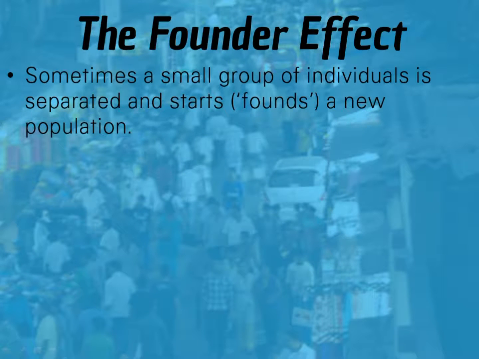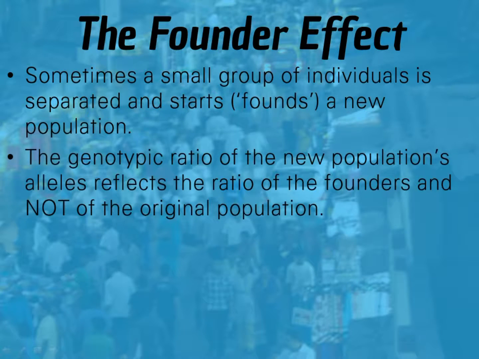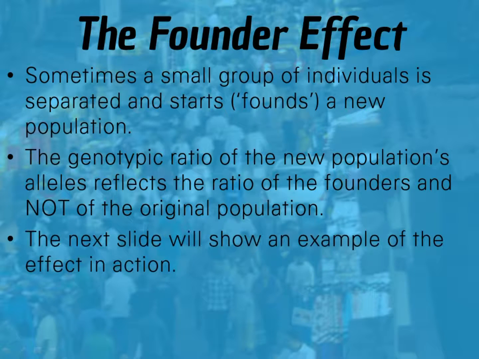So the founder effect, the founder is someone who starts something. So sometimes a small group of individuals is separated from the original population and they start, or found, a new population. So the genotypic ratio of the new alleles reflects the ratio of the founders and not of the original population. So let's show an example of this effect in action.